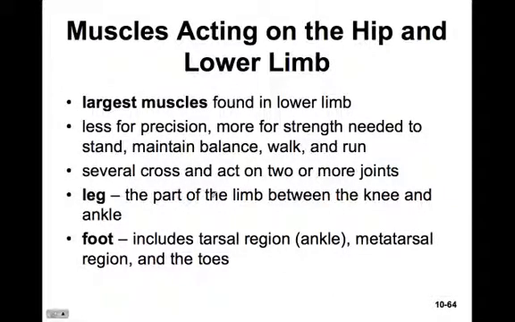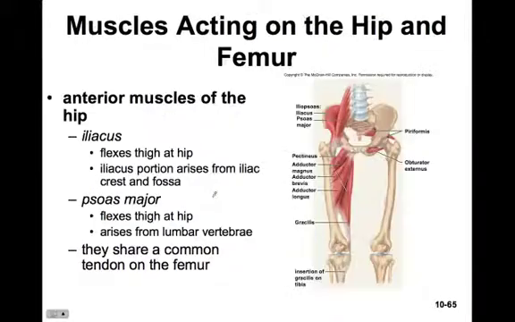Now let's look at the muscles that act on the hip and the lower limb. They're the largest muscles in our body. They're less made for precision and more made for the strength needed to stand, maintain balance, walk, and run. Several of these muscles cross and act on 2 or more joints.